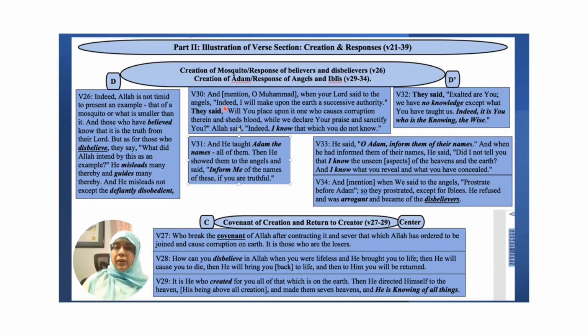Within verse 30 and 32, the angels admit their limitation in knowledge and they glorify his knowledge. So there is a connection between verse 31 and verse 33, where Adam was able to learn and apply knowledge of the names that Allah taught him.